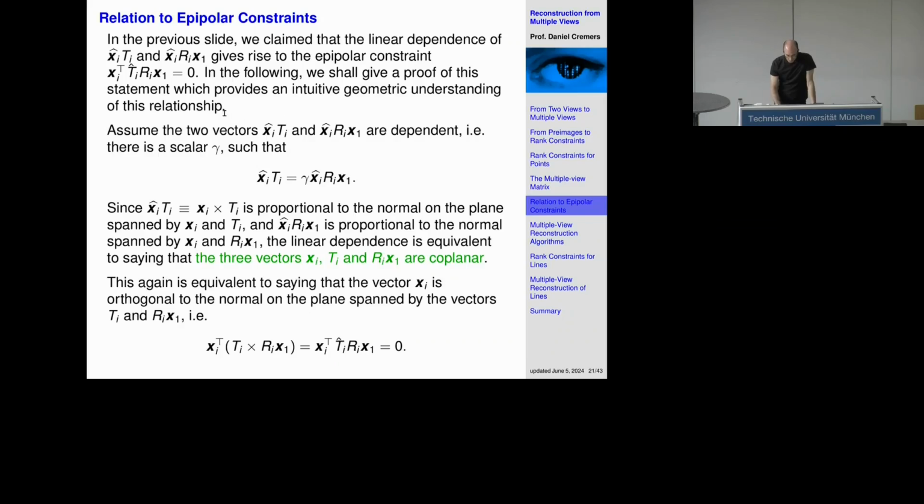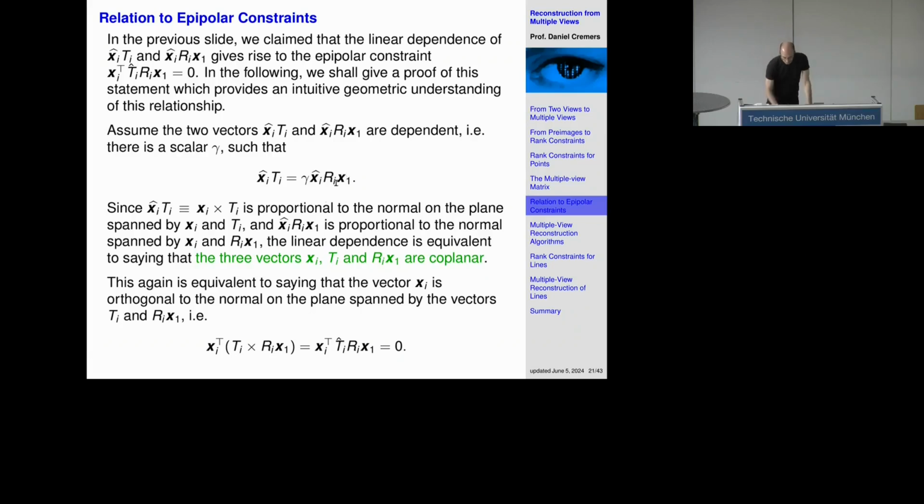So, let's prove this. Here's how it works. Assume we have these two vectors, xi hat Ti and xi hat Ri x1. We're saying there is a scalar such that one is a multiple of the other. Let's call this scalar gamma. Now xi hat ti is nothing but xi cross product with ti. And remember that is a vector that is orthogonal to xi and ti. Whereas this one here, xi hat ri x1, is a vector that is orthogonal to xi and ri x1.